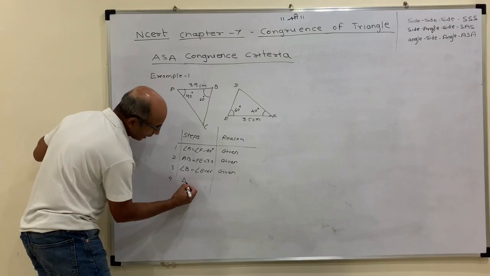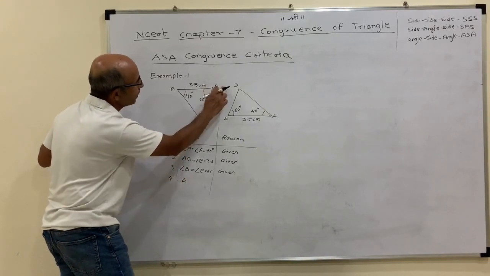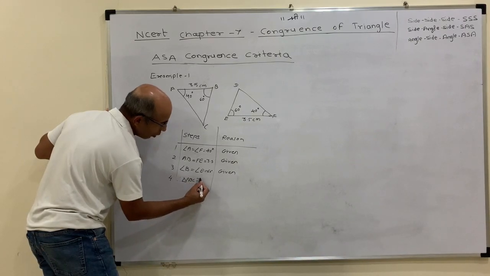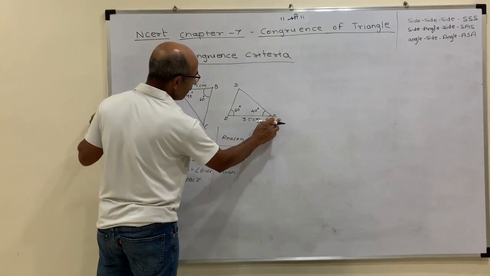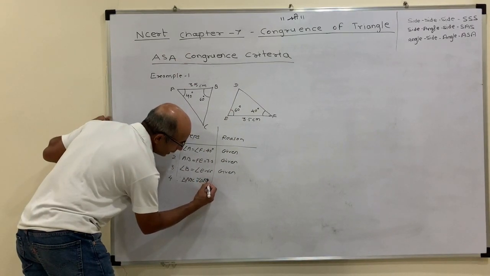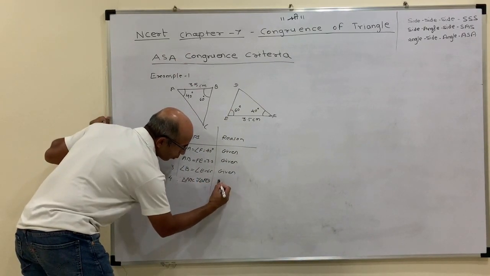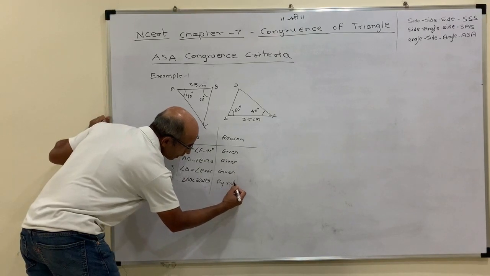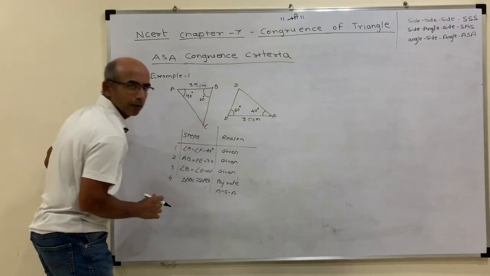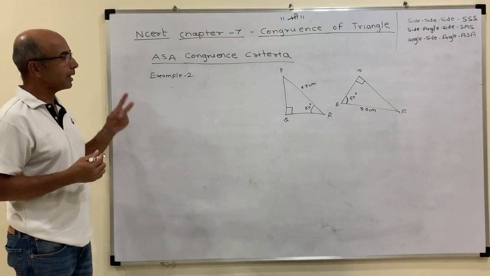Therefore triangle ABC is congruent to triangle FED by rule angle-side-angle. Now let's look at the second example.